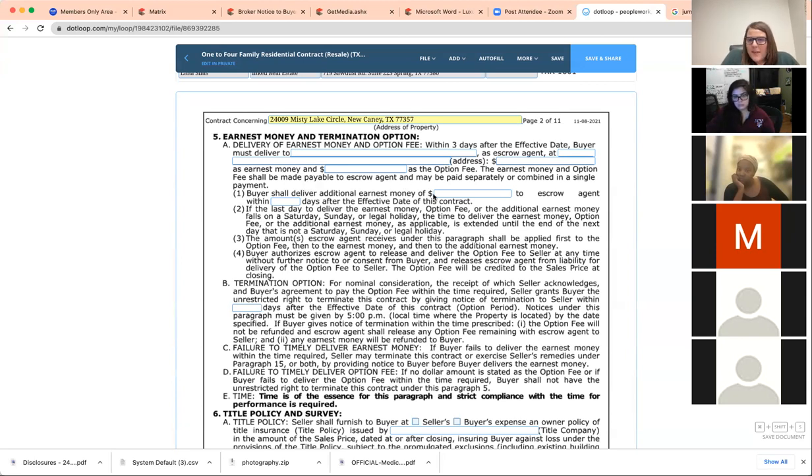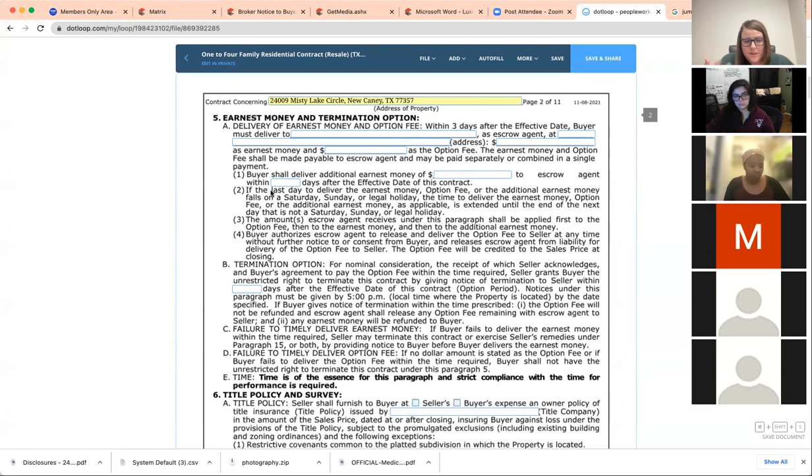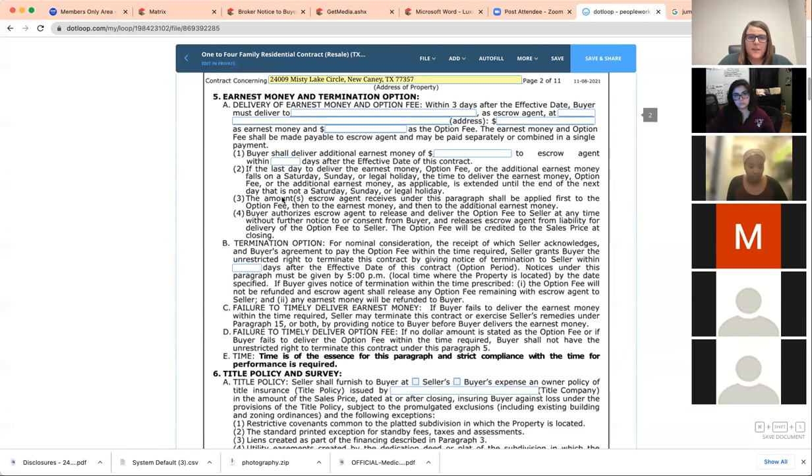There's an additional money section: to escrow agent within blank days after the effective date of this contract. I've honestly never used that before. I've never seen a scenario where that's needed. So I always leave it blank, but I'm sure someone's used it for something.